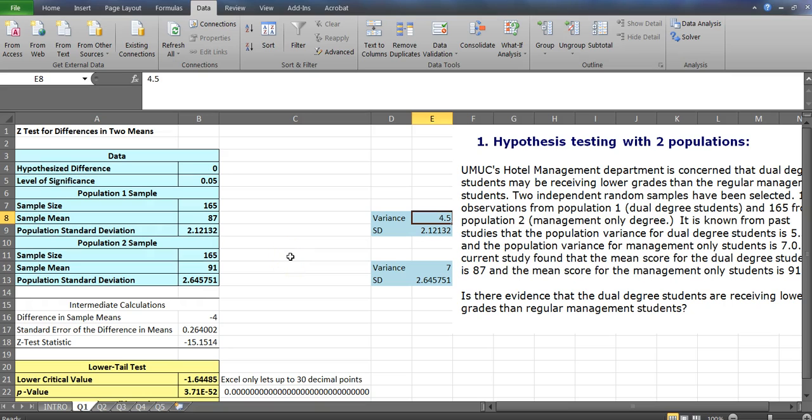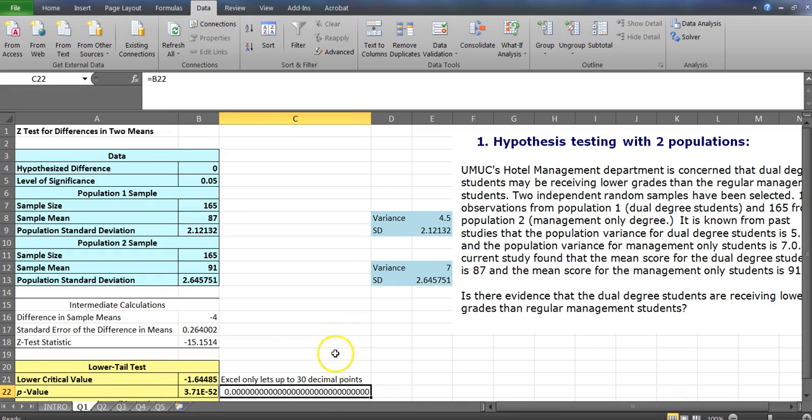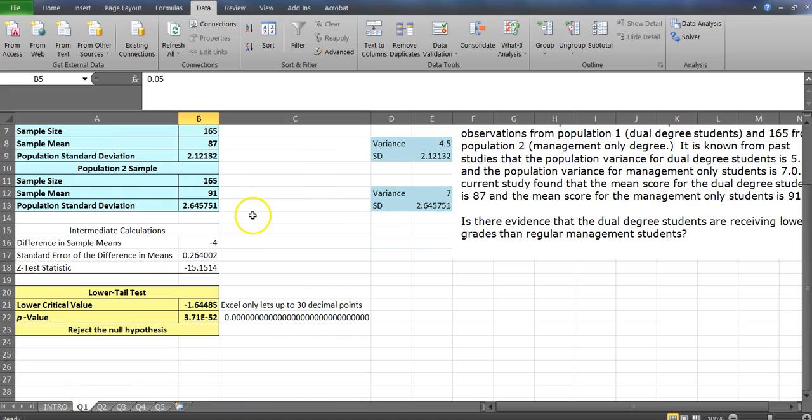Now with the z-test, you can compare the z-test statistic with the critical value and conclude to reject the null. But really what you want to pay attention to is the p-value here. In this case, remember this e tells you that there are many decimal points, in this example 52. Excel only lets you go up to 30. Even with 30 decimal places, you'll see there's a whole bunch of zeros after the decimal point. We know that this number is less than 0.05, so we can conclude to reject the null hypothesis: there's evidence that the dual degree students are receiving lower grades than the regular management students.